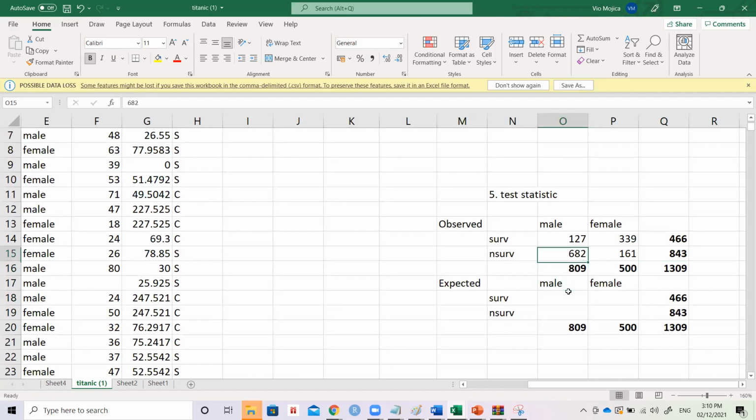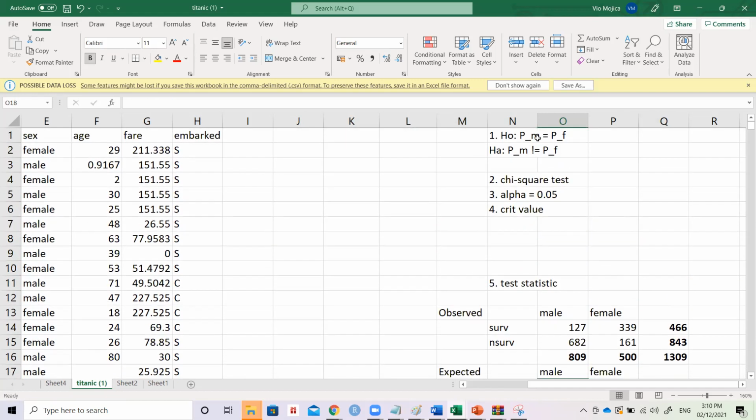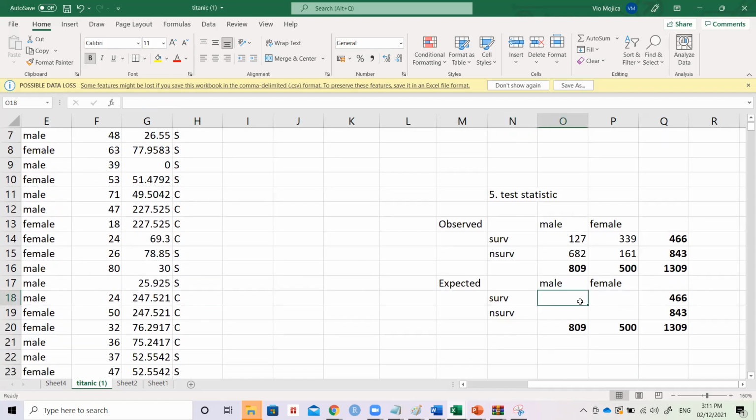So how do we fill up? Observed frequencies are, as the name suggests, observed frequencies: the observed number of male survivors, observed number of female survivors, and so on. What are the expected numbers? The expected numbers is what do you expect under H0? So if the survival rate is the same for males and females, what would you expect will be the contents of this cell? So that's how you're going to interpret that. And it's computed as row total times column total all over grand total.